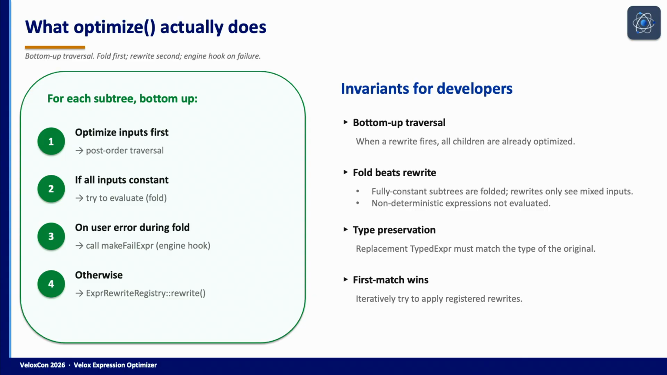So summing up, optimize is a deterministic API. It starts with a post-order traversal of the tree, folds eligible subtrees, and rewrites otherwise. And these invariants allow developers to focus on the actual expression rewrite or transformation logic without having to worry about the internals of how the optimizer is going to handle it. So the rewrite mechanism, let's take a closer look at it.